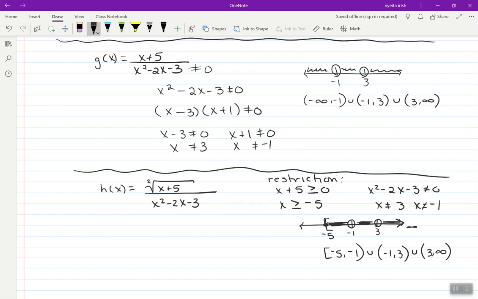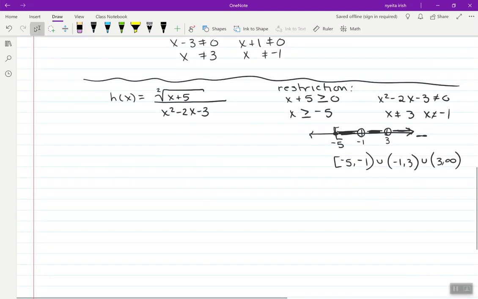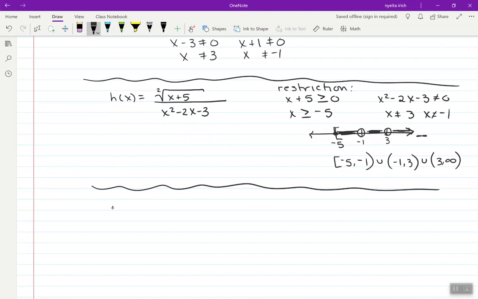Okay. Let's try one more here. If I had changed the problem and put p of x equals the cube root of x plus 5 over x squared minus 2x minus 3. I look for my restrictions again, but notice this time you don't have a restriction in the numerator. You've got no even root. You've got an odd root here, so we don't worry about the numerator.